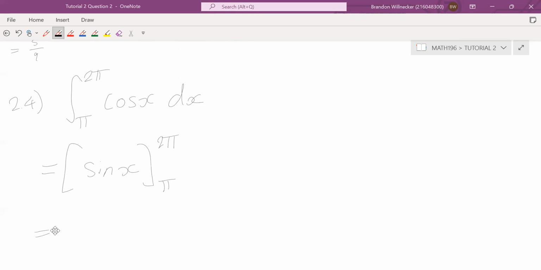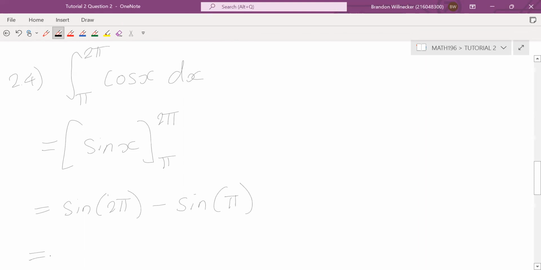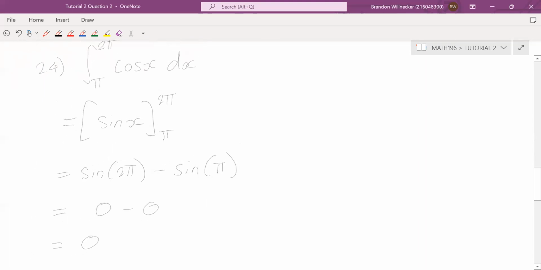We take the function evaluated at the upper bound, so it's going to be sine of 2 pi minus sine at pi. Sine evaluated at 2 pi is going to be 0. Sine evaluated at pi is also going to be 0. So 0 minus 0 gives us 0.